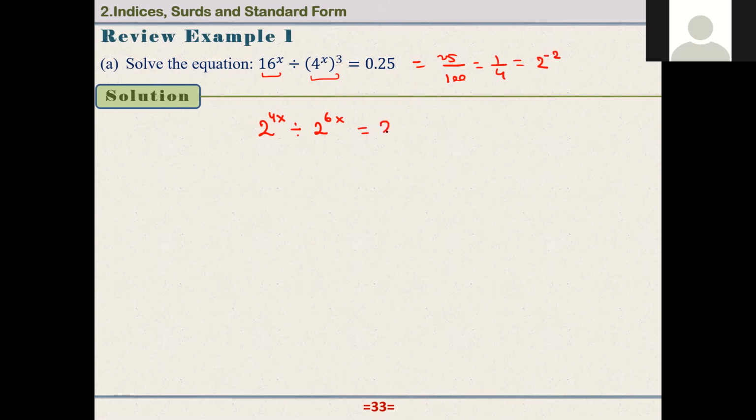So here we have 2 to the power of negative 2. Now, if you simplify this, the bases are the same. 4x minus 6x, so 2 to the power of minus 2x equals 2 to the power of negative 2. Right? So negative 2x equals negative 2. From here, x equals 1.